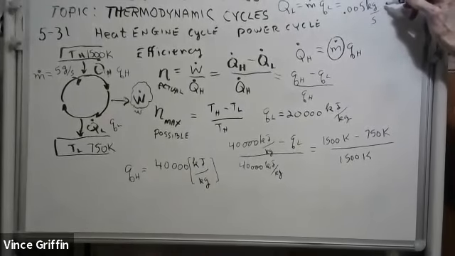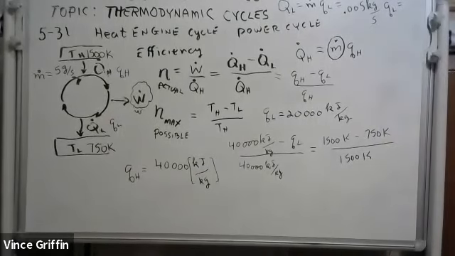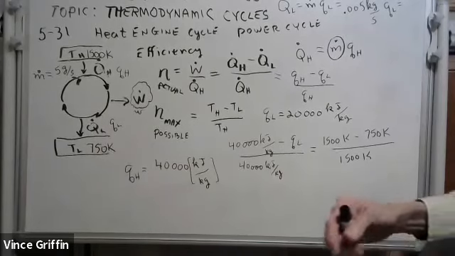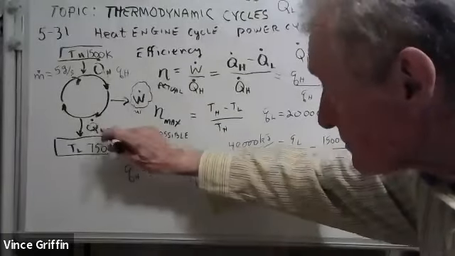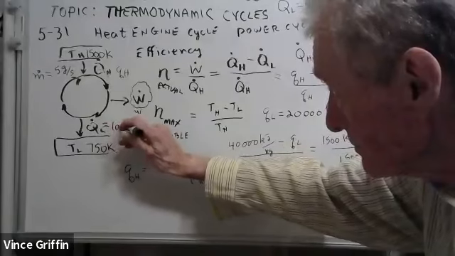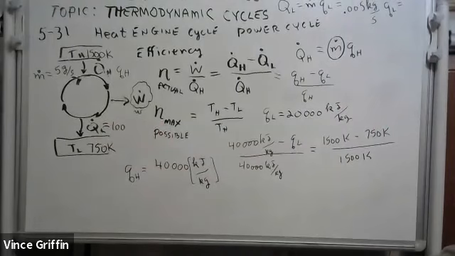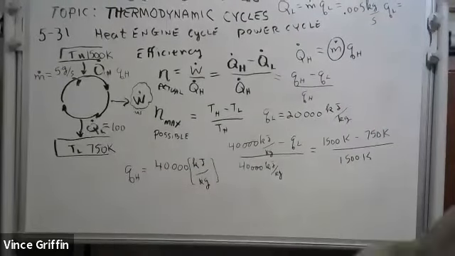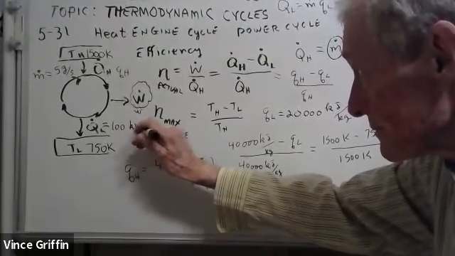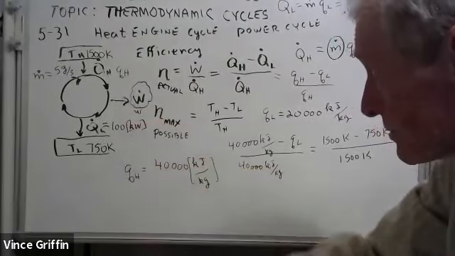Times your 20,000 for little qL. I don't have room. Here goes. 0.005 times 20,000, I get 100. I just figured out this QL dot is 100, well, it's kilojoules per second. You know what that is? That's a kilowatt. So we think that's 100 kilowatts.